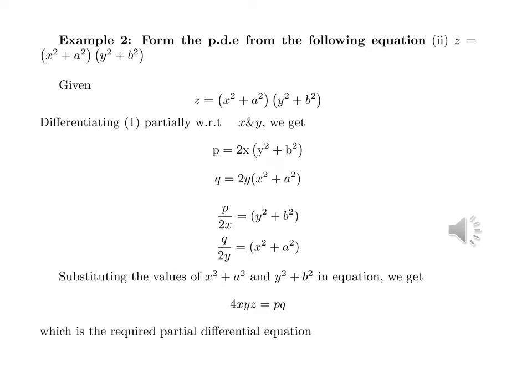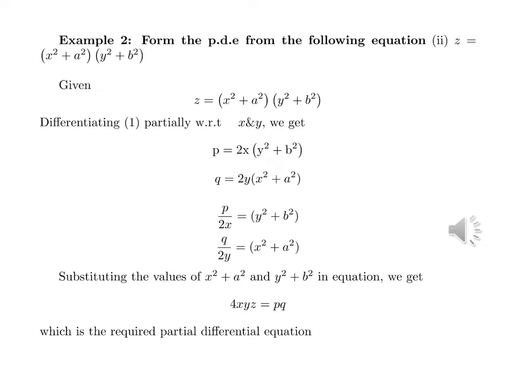Now let us see another example. We have to form a partial differential equation from the equation z equal to x square plus a square into y square plus b square. So now we differentiate partially with respect to x and y. When you differentiate with respect to x, we get dou z by dou x, that is p, is equal to 2x into y square plus b square. Now if you differentiate partially with respect to y, we get dou z by dou y, that is q, equal to 2y into x square plus a square.